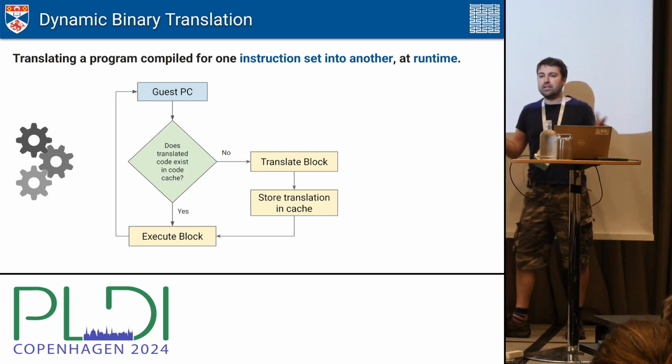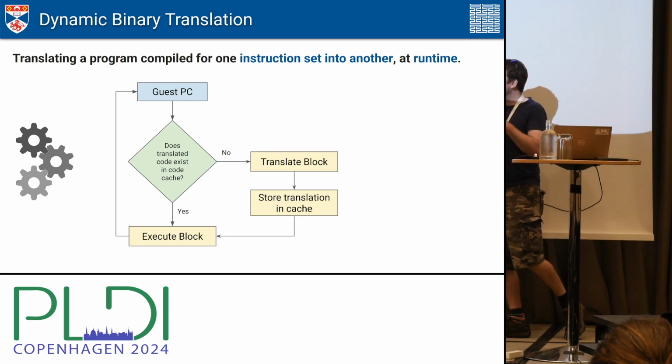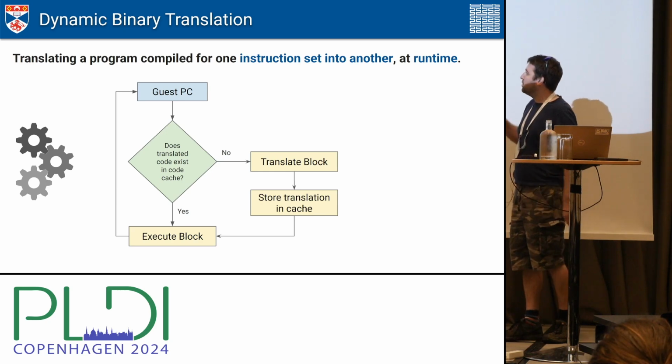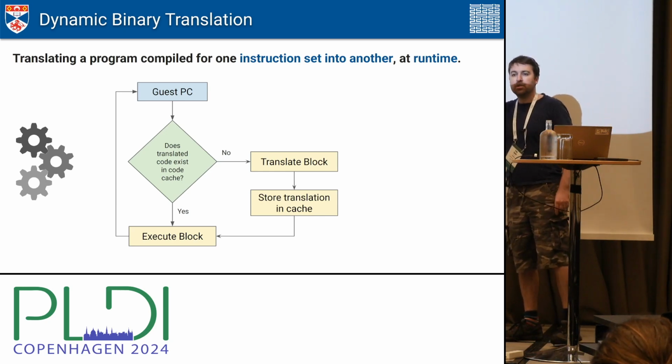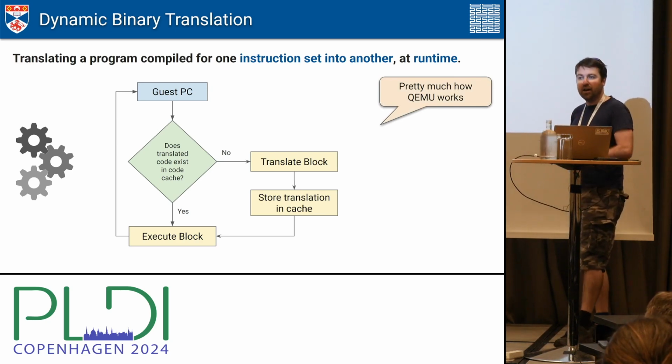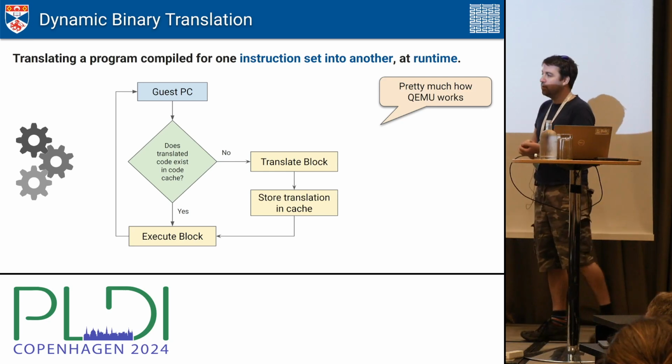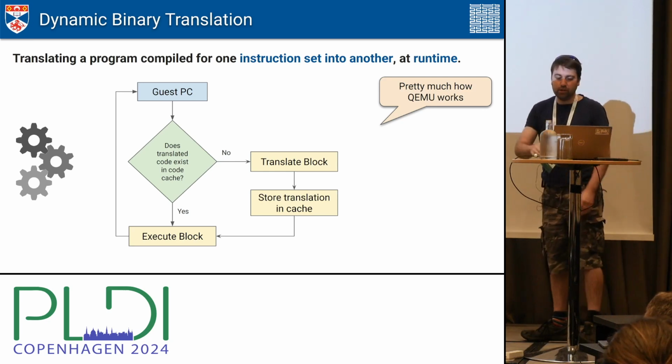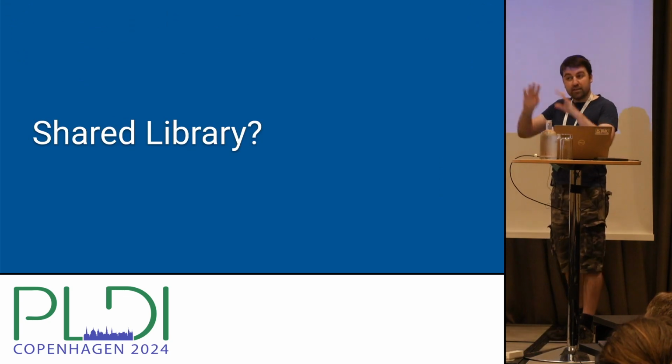Of course, there's lots of clever things you can do to accelerate this as well. You can chain the basic blocks together. But this is the high-level runtime flow of a DBT system. This is pretty much how QEMU, the state-of-the-art DBT system, which you might be familiar with, actually works. Just this big loop. Okay, that's the DBT side of things.